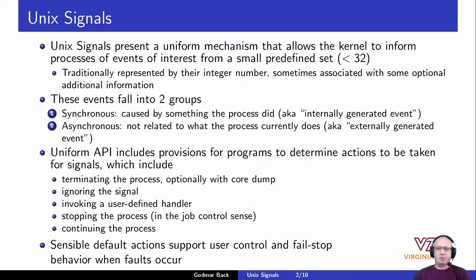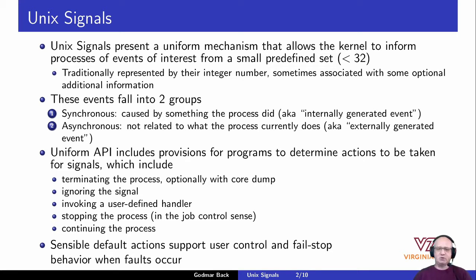Because there's only such a small number of them, signals are traditionally represented by an integer number. Sometimes when a signal is, we say, sent, it is also associated with some additional information, optionally. So these events fall into two groups. The book calls one group internally generated events, and the other group is called externally generated events.